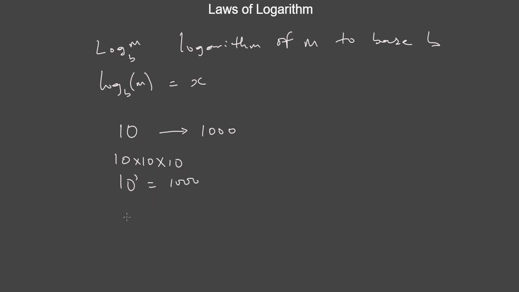Now, if I say how many times do you need to multiply 2 to get 32? In this case, you need to multiply 2 by itself 5 times in order to get 32. So what then is logarithm? Logarithm is the inverse of this kind of operation.